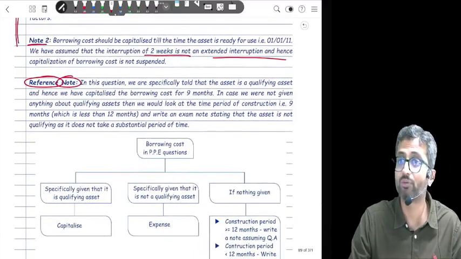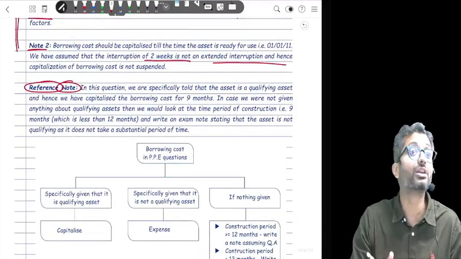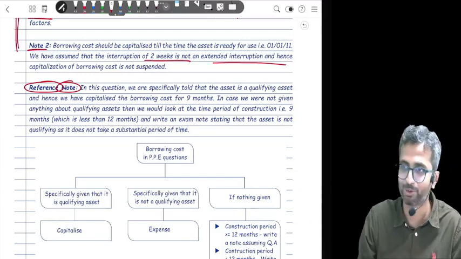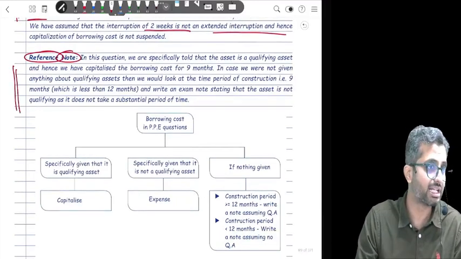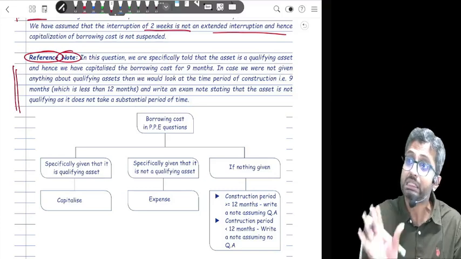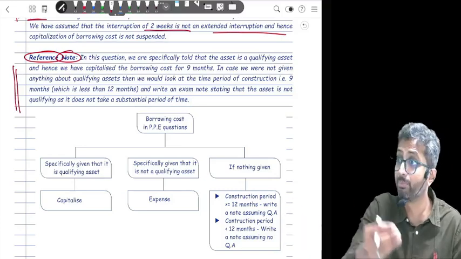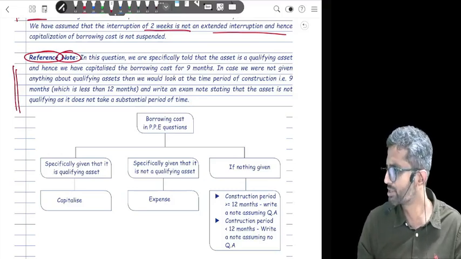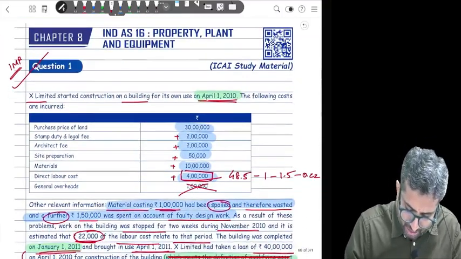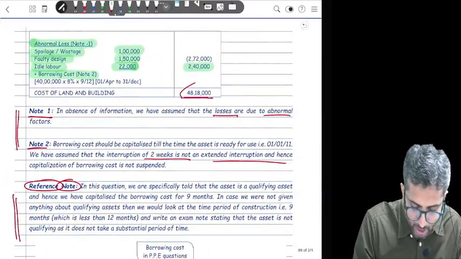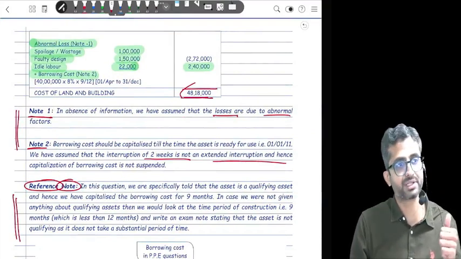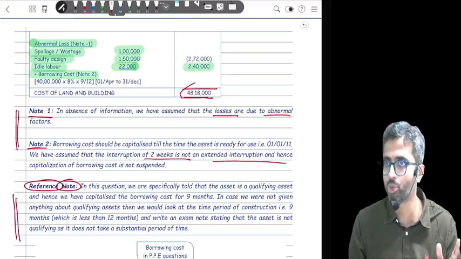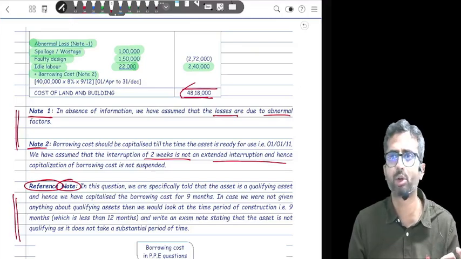Reference note is a note for your understanding. You don't have to teach the examiner that if this was happening, you should do this, and if this was happening, you should not do this. This is for your reference. When you are revising, the reference note is for your understanding. A note written is something that you are expected to also mention in your exams. Are we clear with this? Okay. So your asset would be capitalized at 48 lakh 18,000. In this particular case, you have studied abnormal loss adjustments and borrowing cost capitalization adjustments. Is everyone clear? Any problems here?